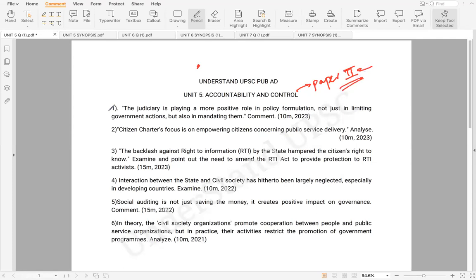Okay, so the first question is, the judiciary is playing a more positive role in policy formulation, not just in limiting government actions, but also in mandating them. So basically talking about what role the judiciary has in policy formulation. We are saying that it's not just limiting government action, in the sense that it is only making policies so as to limit anything which is being negatively done by the executive, but also it has gone down to mandate the policies as such in terms of policy formulation.